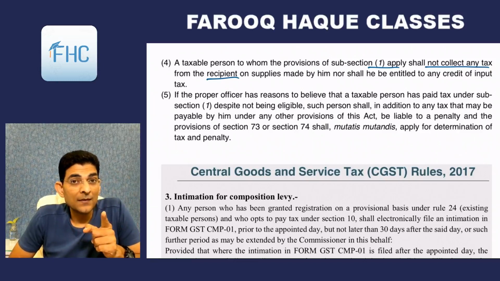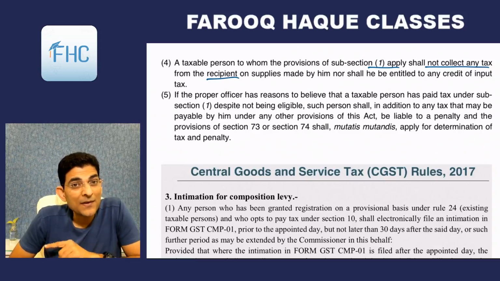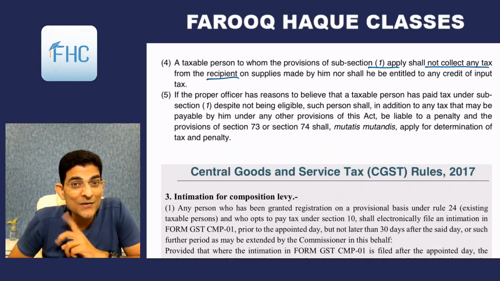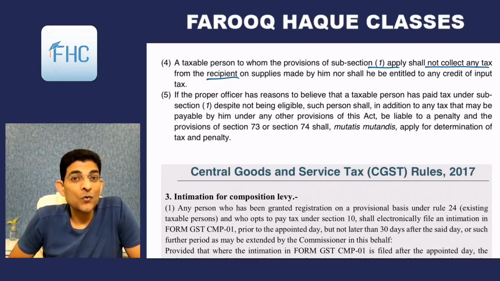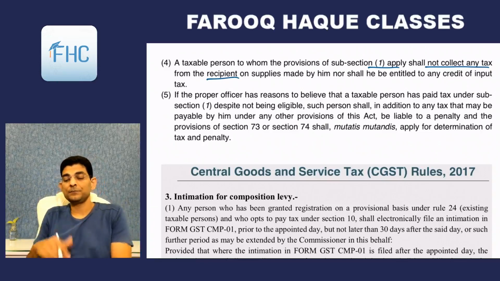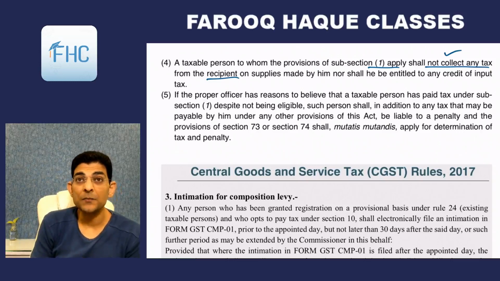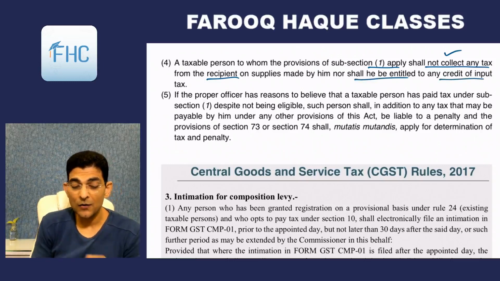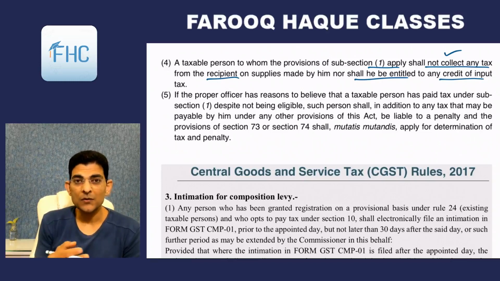The reason is you cannot show the amount separately in the invoice because the other person, the recipient, cannot take credit. Credit is not allowed to the recipient. Therefore, you cannot show it separately. You cannot recover the amount separately. So you have to just show the sale price. That's it. So you cannot collect the tax from the recipient separately. Okay? Nor shall he be entitled to any credit of input tax. No credit will be allowed for input tax. So if you don't show it separately, the recipient is not going to take any input tax credit.